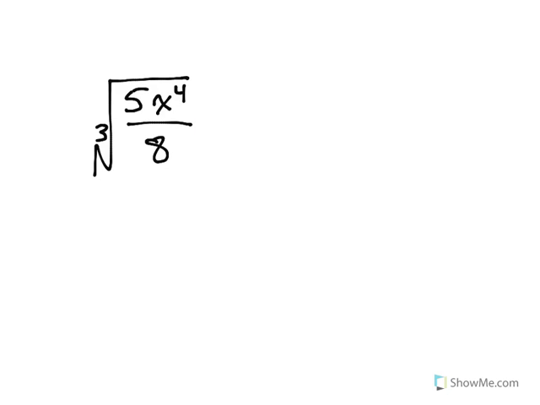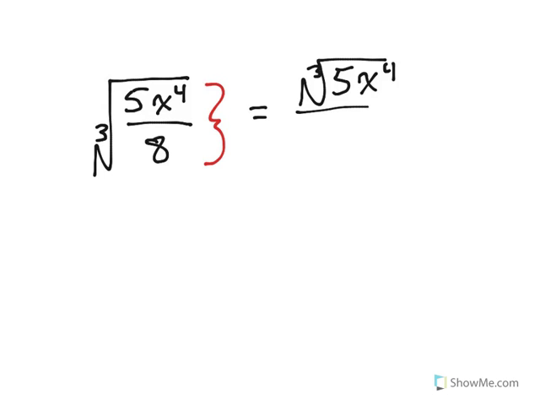Another example of a cubed root with the fraction underneath the entire radical sign. We cannot reduce 5 and 8, but we can go the other way and split this into the cubed root of 5x to the fourth over the cubed root of 8. In the numerator, we cannot take the cubed root of 5, so that is going to stay underneath the radical sign.